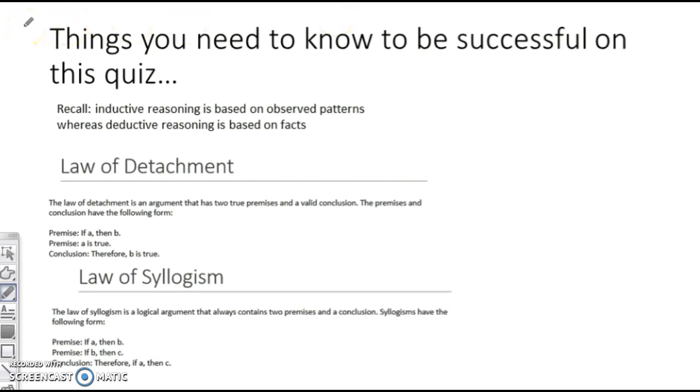Alright, here's some things you need to know to be successful on this quiz. First, you have to remember the difference between inductive reasoning and deductive reasoning. Inductive is based on a pattern or an observation, and deductive is based on facts. You also need to know the law of detachment and the law of syllogism. The best way to do this is to look at this part, and we're going to mark our A's, B's, and C's to figure out which one it is as we go through it.